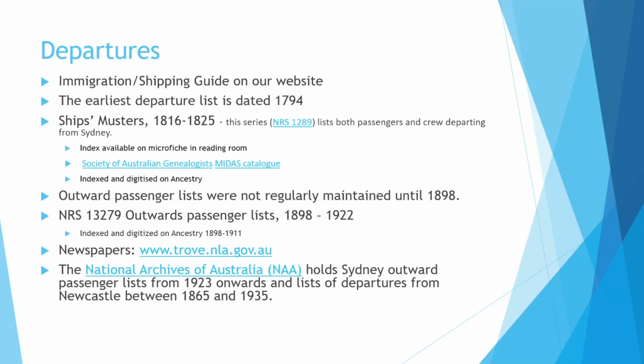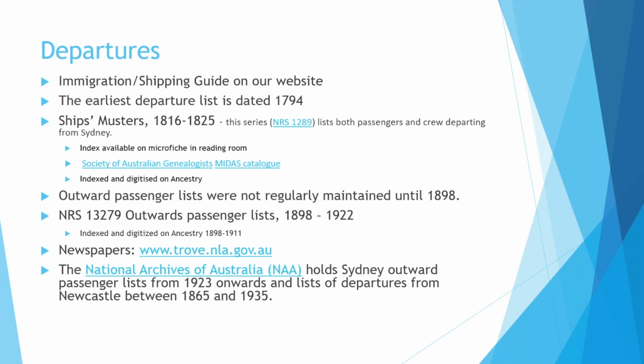The period 1898 to 1911 was on microfilm, so that has been indexed and digitized and available on Ancestry. So from 1912 up to 1922, it is the original record, and they are available to view in our reading room. Again, always worthwhile checking newspapers on Trove. After 1922, so from 1923 onwards, the National Archives hold Sydney outward departures, and they also hold lists of departures from Newcastle between 1865 and 1935.